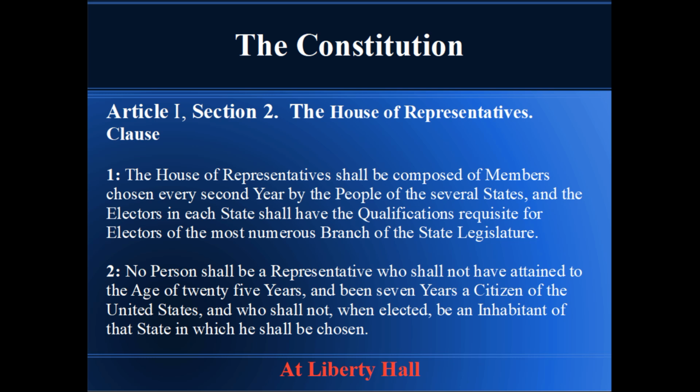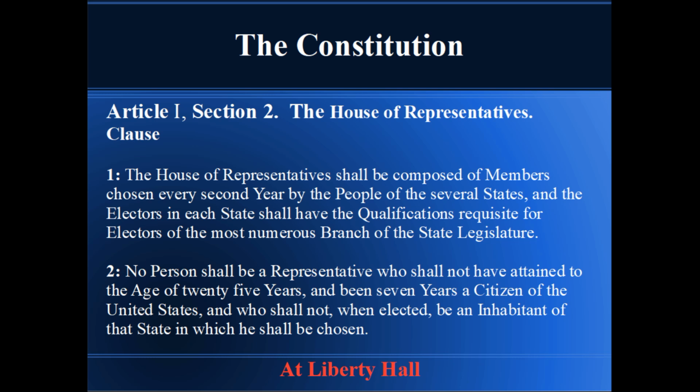Article 1, Section 2, the House of Representatives. Clause 1. The House of Representatives shall be composed of members chosen every second year by the people of the several states, and the electors in each state shall have the qualifications requisite for electors of the most numerous branch of the state legislature.